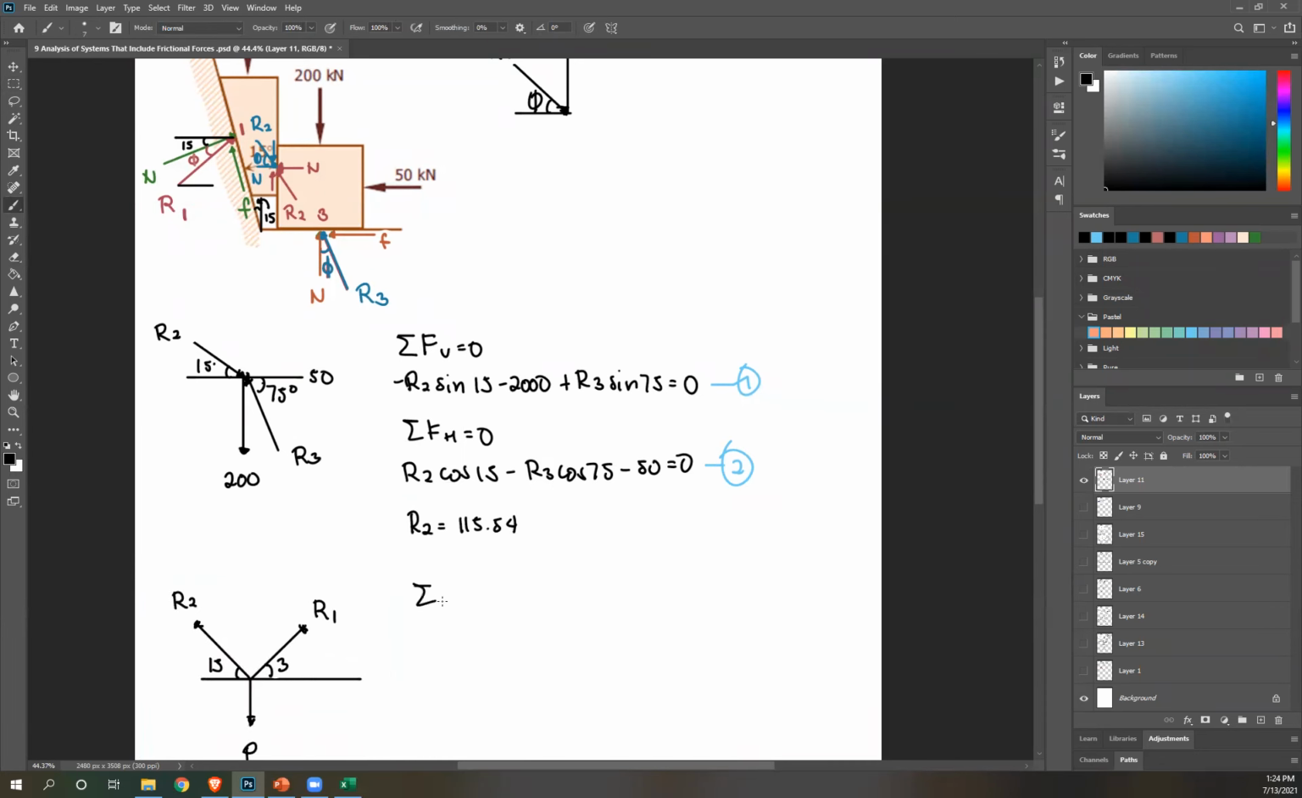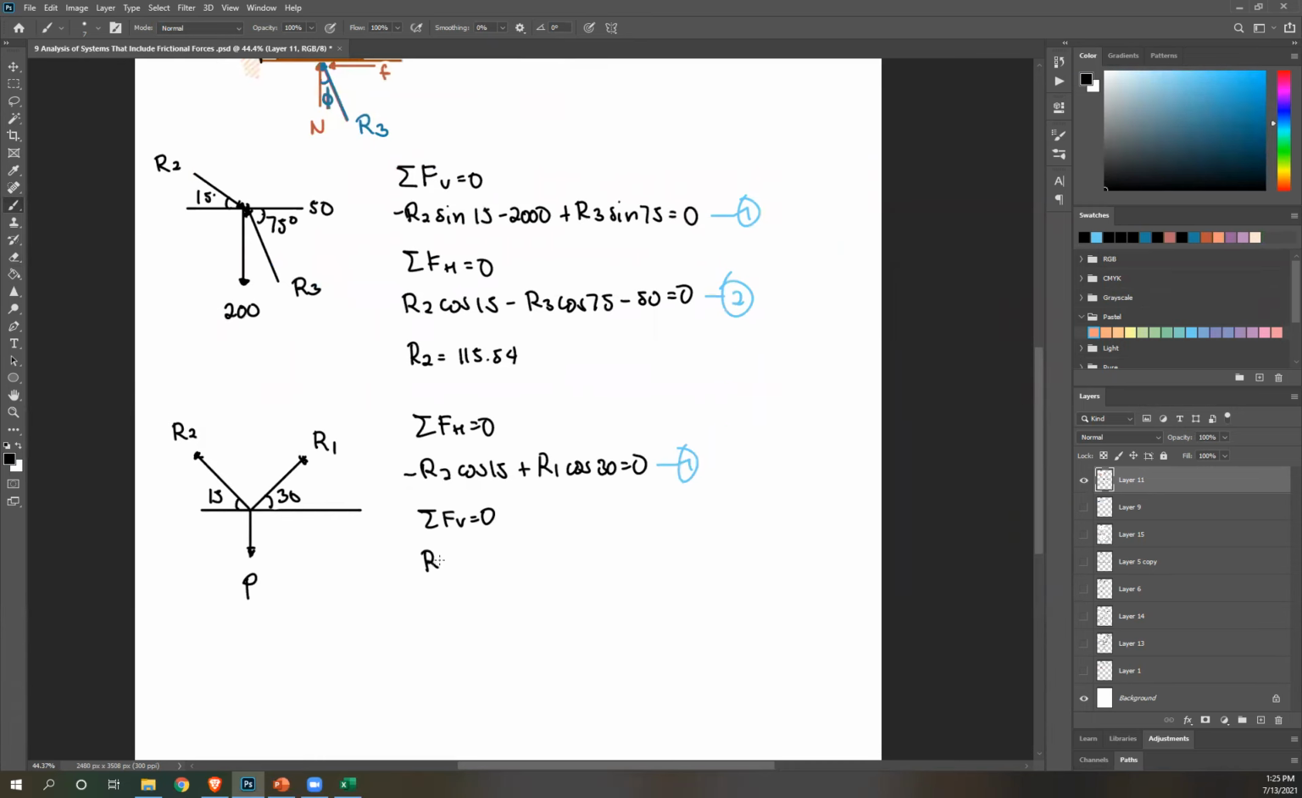So let's start first with summation of forces horizontal. Negative R2 cosine 15 plus R1 cosine 30 equals 0. This is your equation number 1. And then summation of forces vertical equals 0. R2 sine 15 plus R1 sine 30 minus P equals 0. This is your equation 2. Then from this, you can solve for P. Solving for P, you get 94.34 kilonewton.